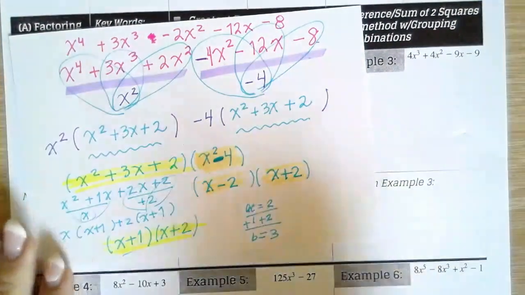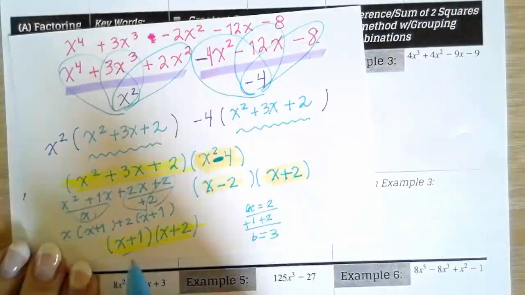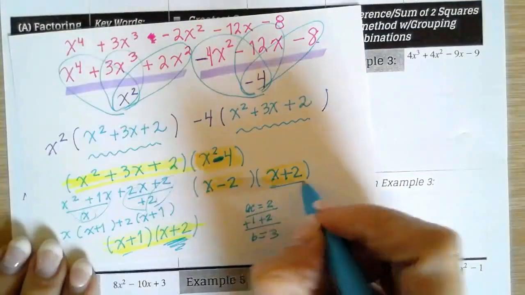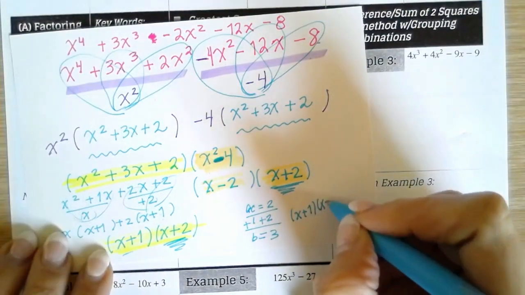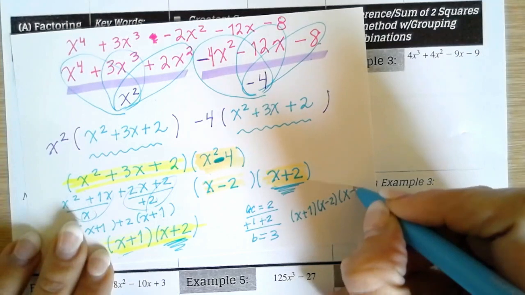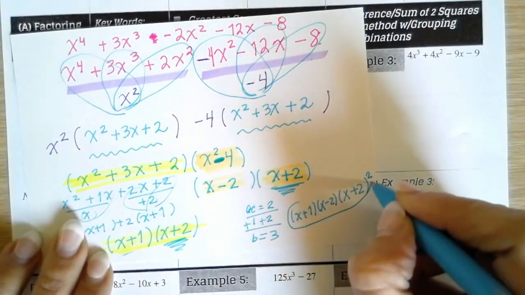So what's the final answer to this problem? It's all 4 of these in a row next to each other. However, if you notice, I have x plus 2 twice. Whenever you have something twice, you could just write it as a square. So I have x plus 1. I have 1 x minus 2. I just have one of them. And then I have x plus 2. You have it twice. Yep. There it is. That is the factored answer.